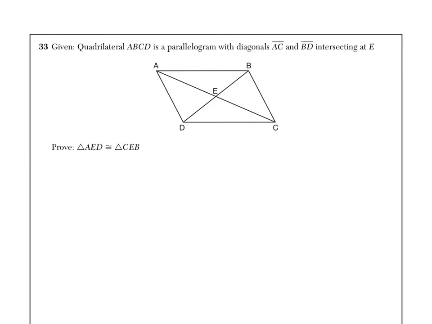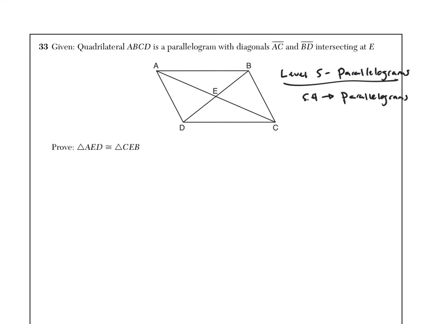For our next one, quadrilateral ABCD is a parallelogram with diagonals AC and BD that intersect at E. Prove AED is congruent to CEB. Well, this is a level 5 question. This is parallelograms. And you actually learned how to do parallelogram proofs in 5.4. That's actually where we learned parallelogram proofs.